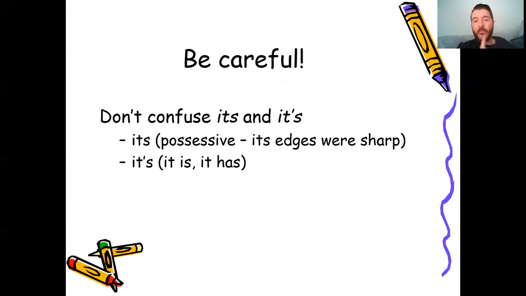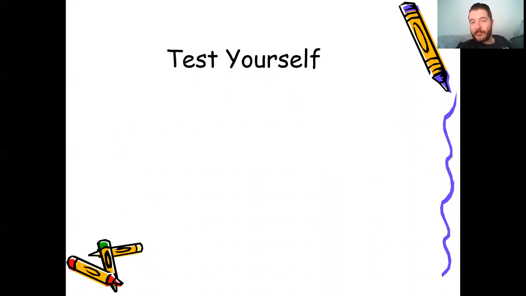But be careful. This is really important. Don't confuse its without an apostrophe and it's with an apostrophe. So the its without is possessive. That means its edges were sharp. So the edges belong to it. And it's with an apostrophe is either it is or it has.